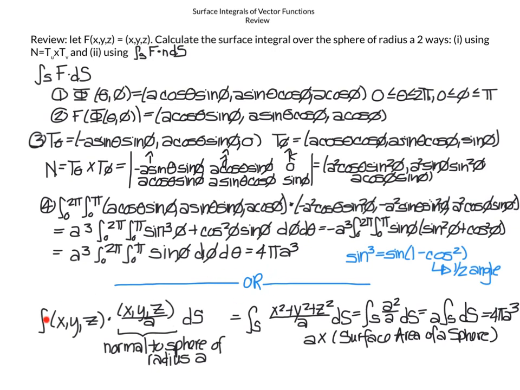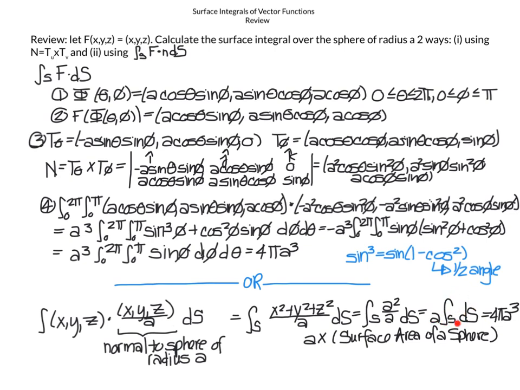Here, the second method, using the normal, the orthogonal vector, I have my F function, x, y, z, and then my normal for a sphere is the radial vector field. So that's also just x, y, z. I normalized it by dividing by a, so I made this a unit length vector. And now what you can see is when I do the dot product, I'll get my x squared, my y squared, and my z squared over a, but x squared plus y squared plus z squared is just a squared. This is just the radius squared. So then I can simplify this to a times the surface integral dS.